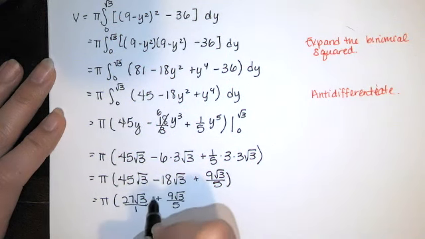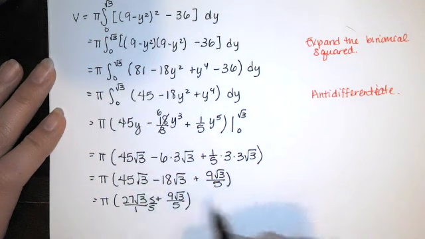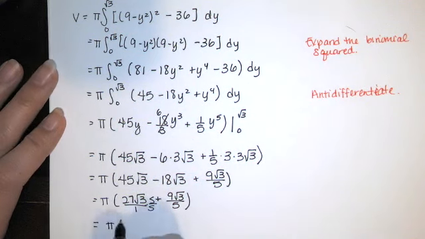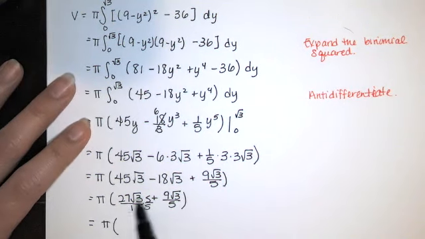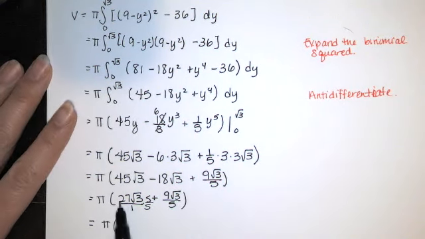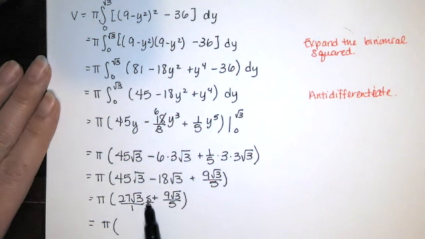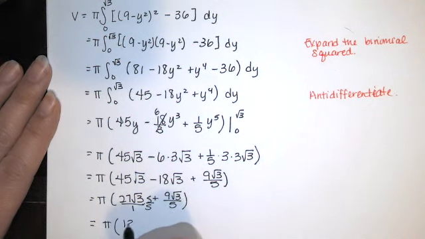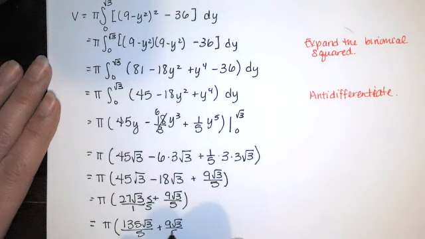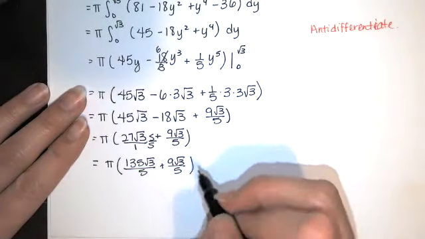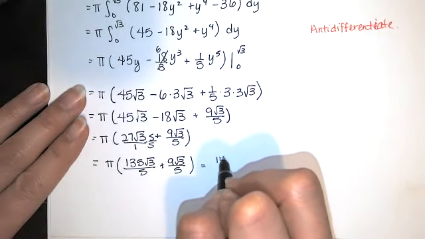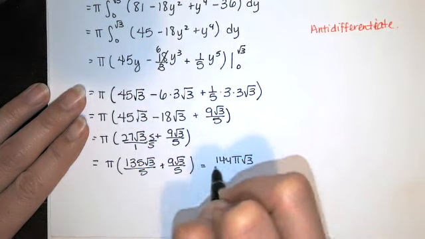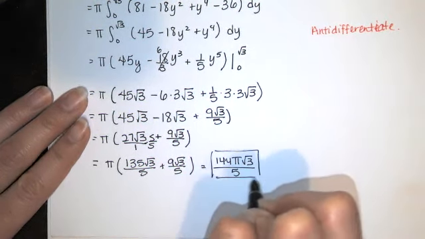So I might want to get a common denominator. So I'll write that as itself over 1 and then multiply by 5 over 5. And then we end up with 27 times 5. Well, that's going to be the same as 20 times 5, which is 100, plus 7 times 5, it's just 35. So we'll have 135 square roots of 3 over 5, plus 9 square roots of 3 over 5. And 135 plus 9 is 144. So we end up with 144 times pi times the square root of 3, all divided by 5.